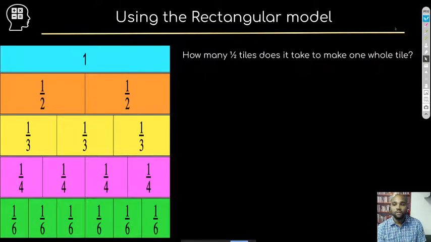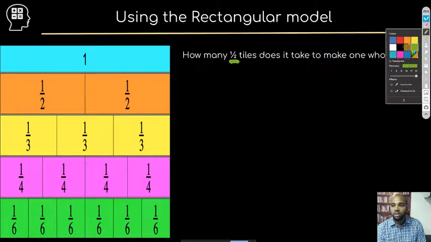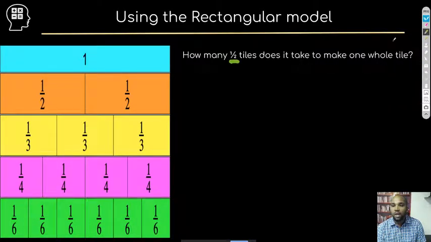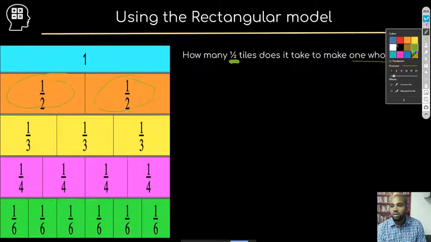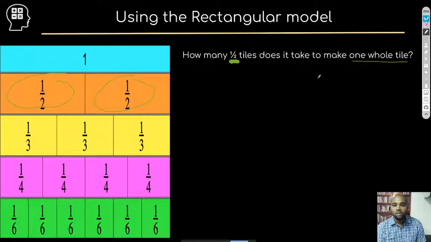So first question is, let me bring this back down a little bit, how many half tiles does it take to make a whole tile? So here's our half tiles. How many of these half tiles? It looks like it takes one and two. I'm going to use another color, see if this helps. So it takes two. So our answer for this one would be two.